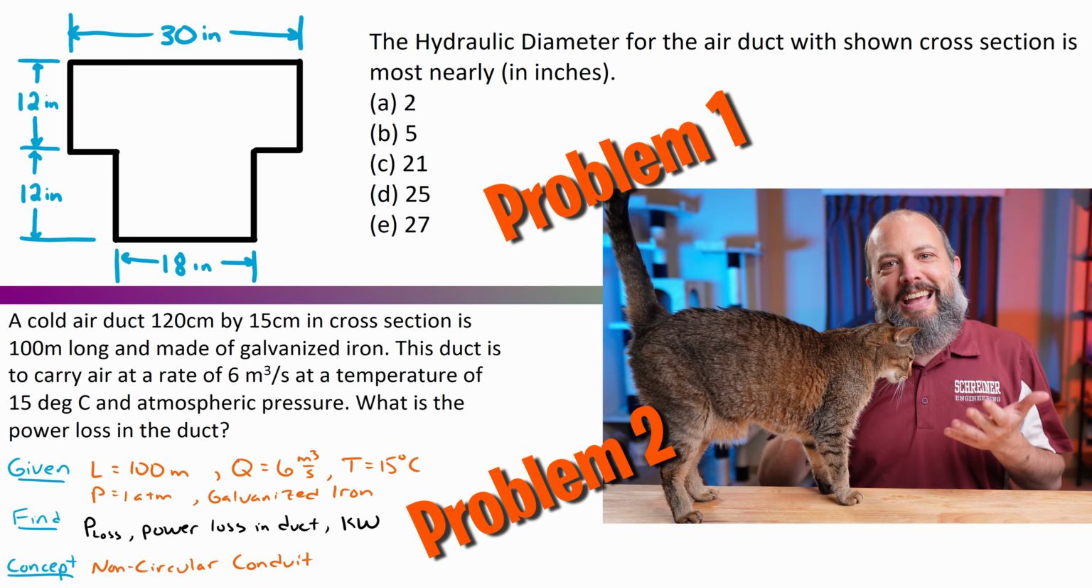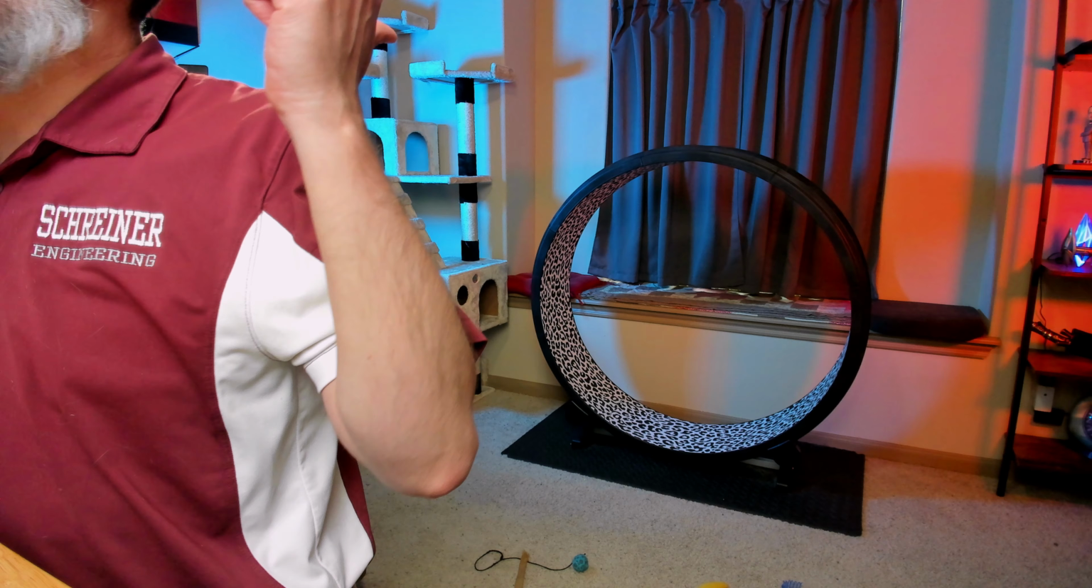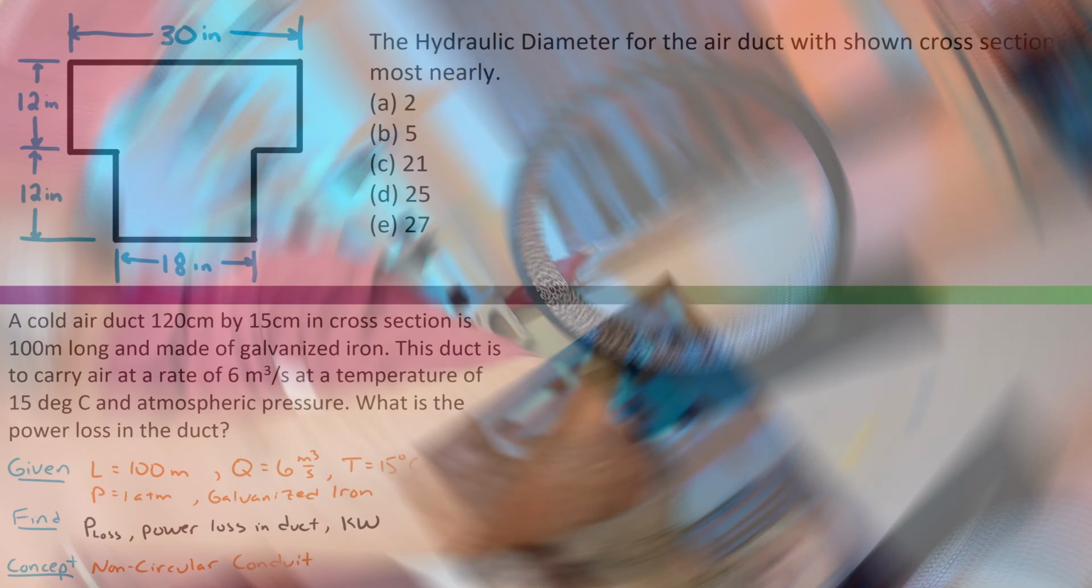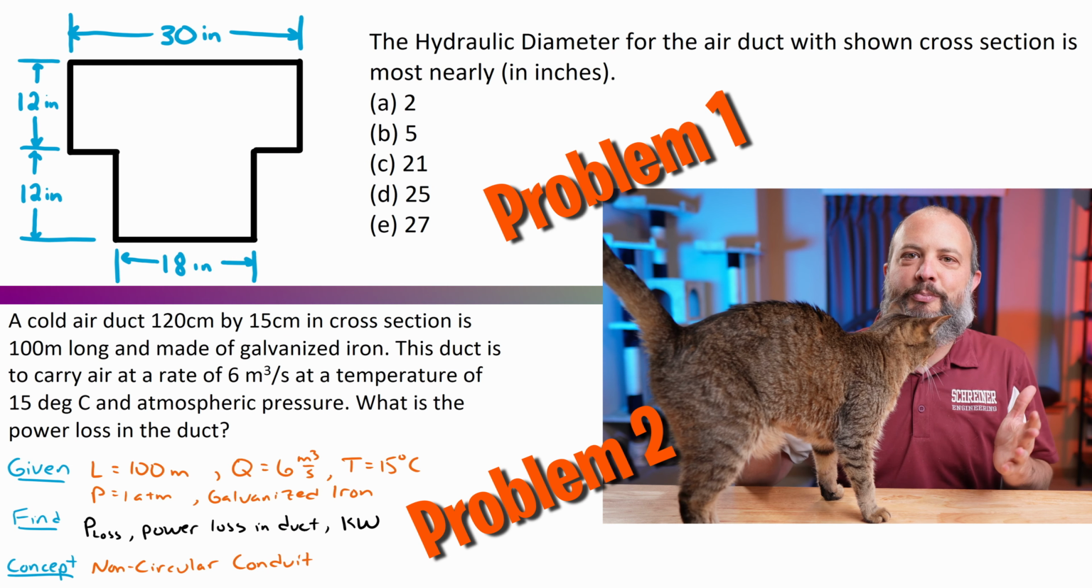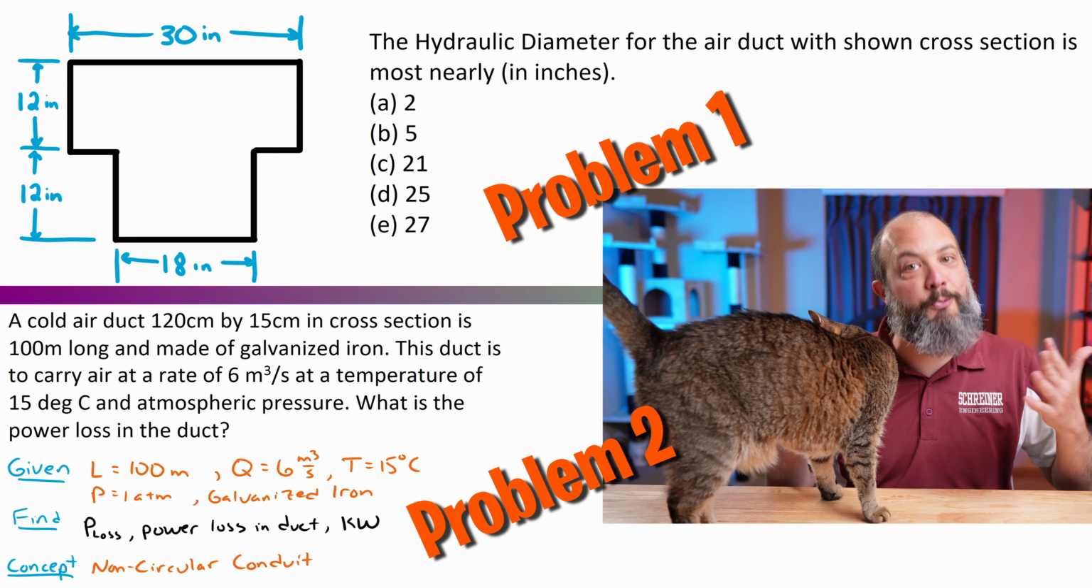Your TA Indiana does not like non-round conduit. I mean, look at his hamster wheel back here. It's a big giant circle. So for these two non-circular conduit problems, we're gonna have to move fast because I think at some point your TA is gonna ditch us and we'll be on our own.